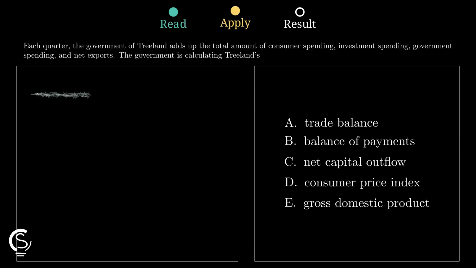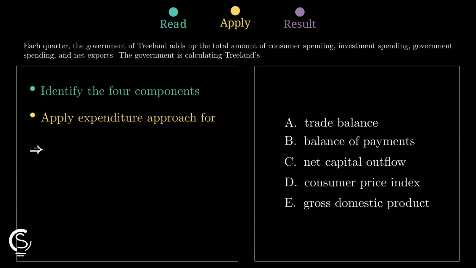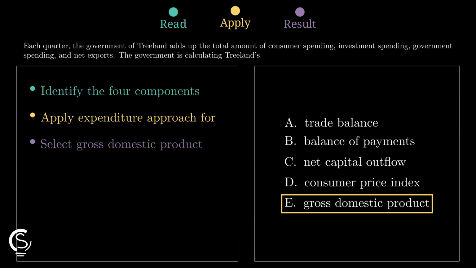Next, we apply the expenditure approach formula. When you sum these four parts together, you are calculating the total market value of everything produced within a country during a specific period. This calculation directly defines gross domestic product. Therefore, option E is the correct choice for Treeland's government. You just mastered this fundamental macroeconomics concept. Boom!